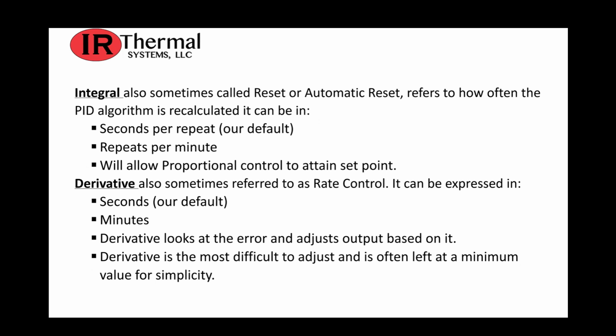So integral, also sometimes called reset or automatic reset, refers to how often the PID algorithm is recalculated. That can be either seconds per repeat, that's our default, or repeats per minute, and it can allow proportional control to attain the set point. Derivative is also sometimes referred to as rate control. It can be expressed in seconds, our default, or minutes. A derivative looks at the error and adjusts output based on it. Derivative is the most difficult to adjust and is often left at a minimum value for simplicity.